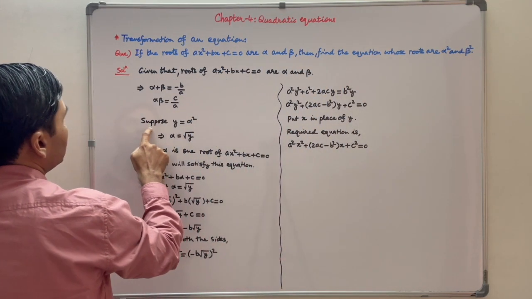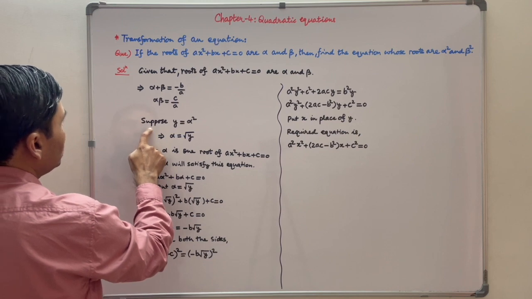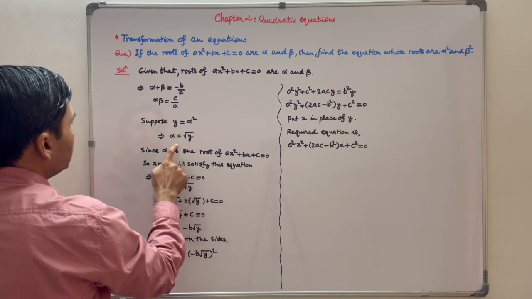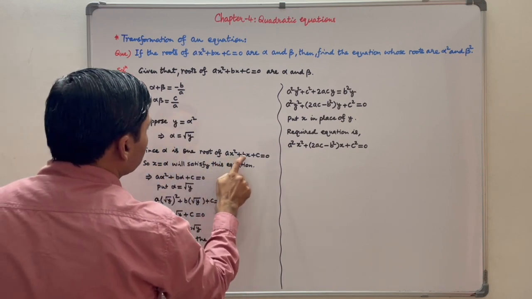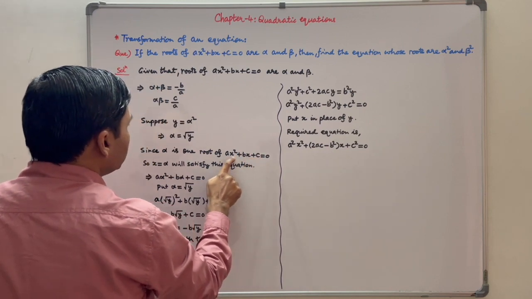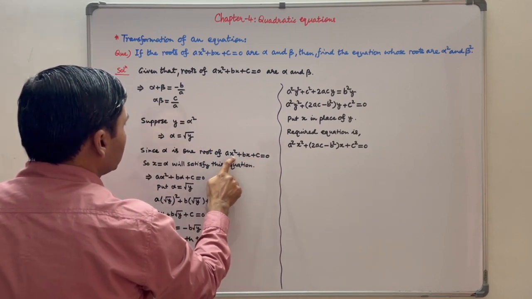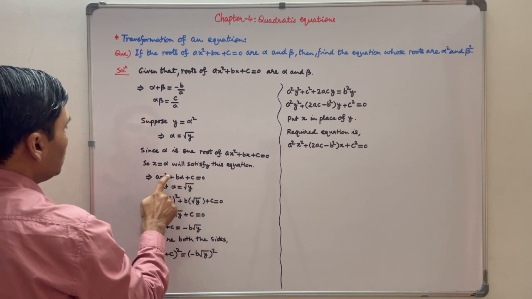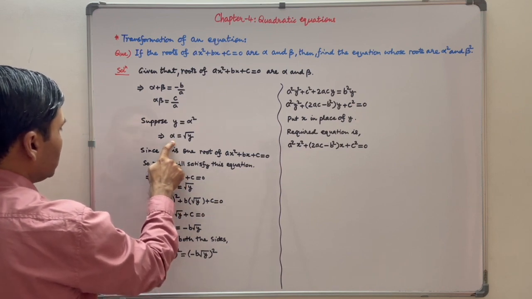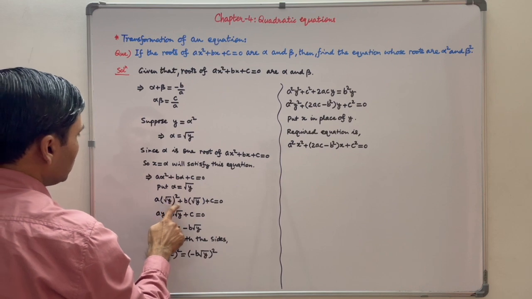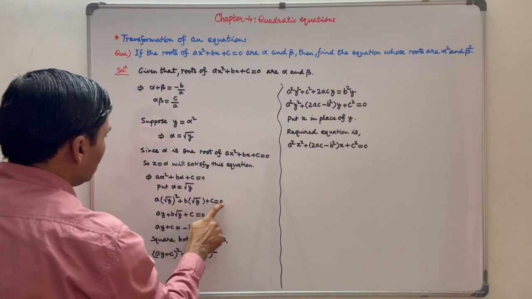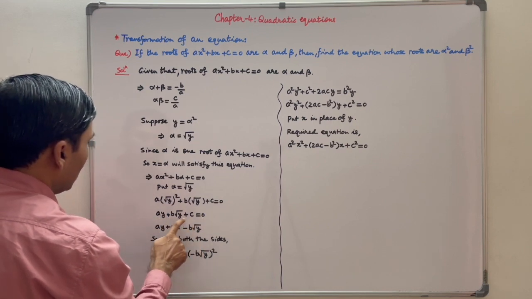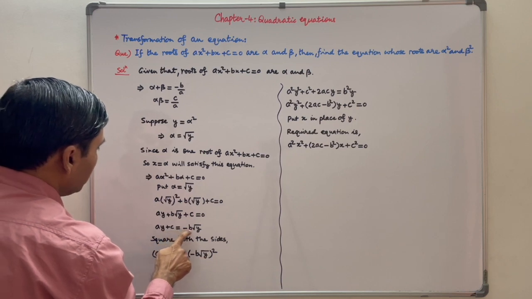So first step of the transformation of an equation method is suppose y is equal to alpha square. So alpha is equal to under root y. Since alpha is one root of ax square plus bx plus c is equal to 0, so x is equal to alpha will satisfy this equation. That means a alpha square plus b alpha plus c is equal to 0. Put the value of alpha from here. So the equation will be a under root y whole square plus b under root y plus c is equal to 0, or ay plus b under root y plus c is equal to 0, or ay plus c is equal to minus b under root y.